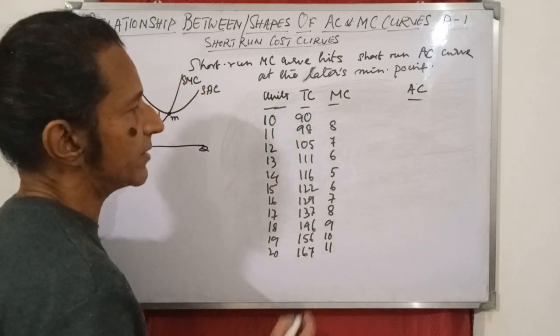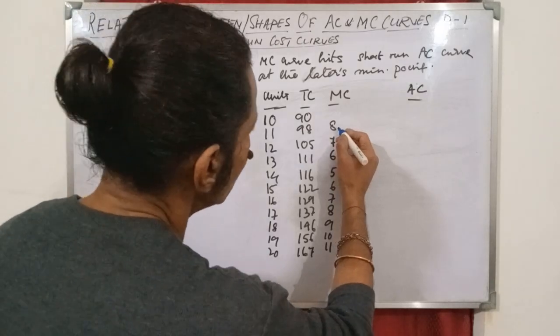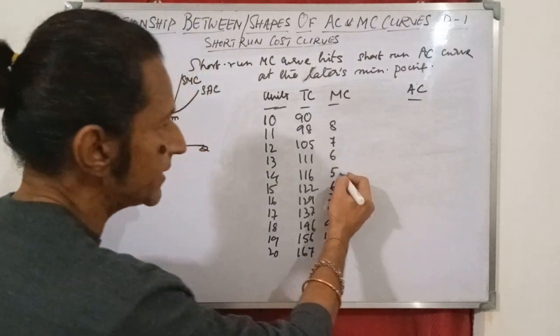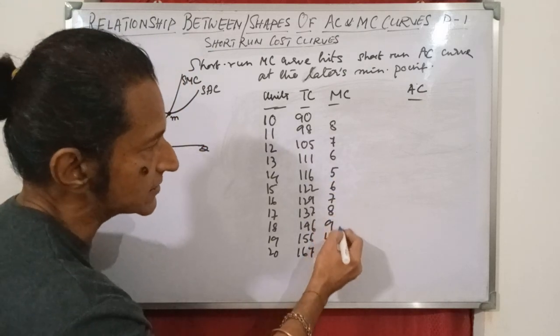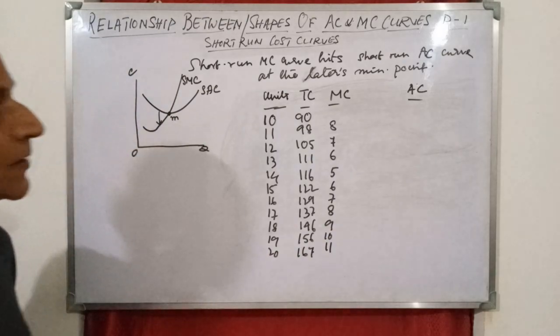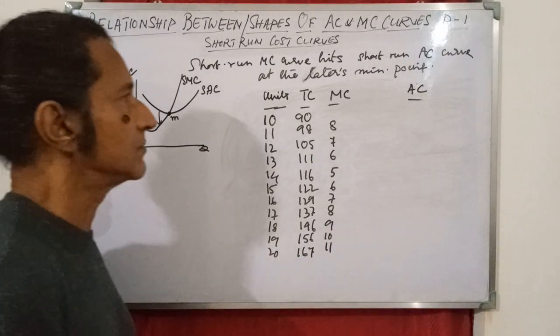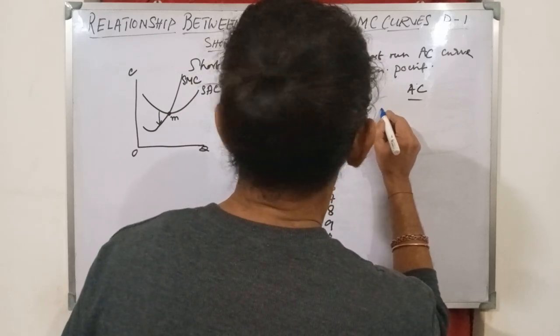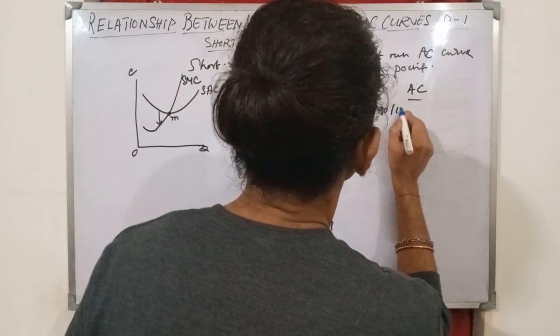And you can see that marginal cost is falling from 8 to 7 to 6 to 5. And then it again increases, again to 6, to 7, to 8, to 9, to 10 and 11. Now let us see the average costs. This is 90 by 10 equals 9.